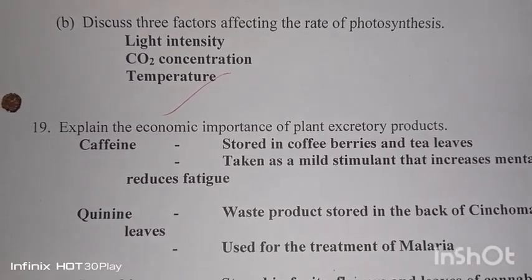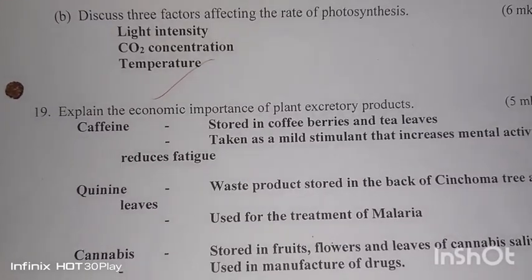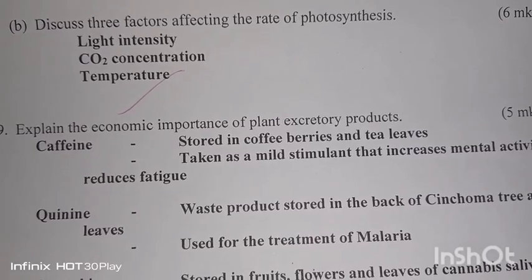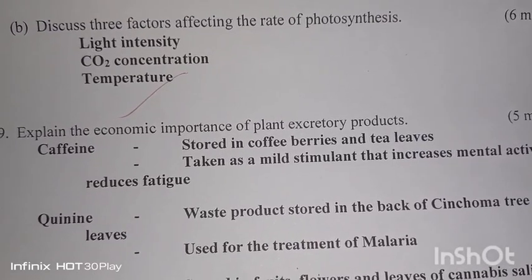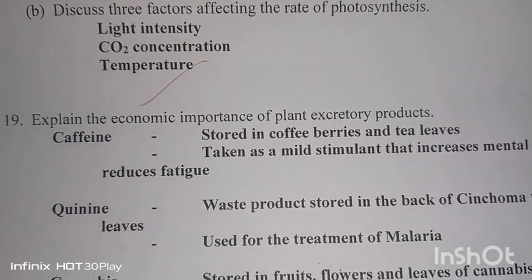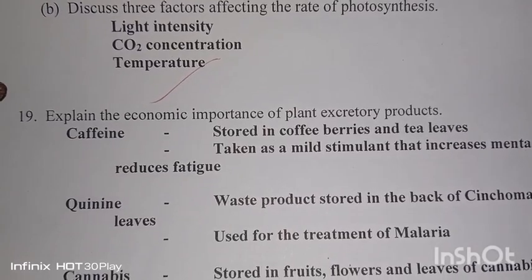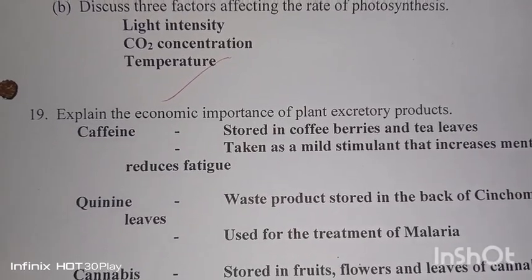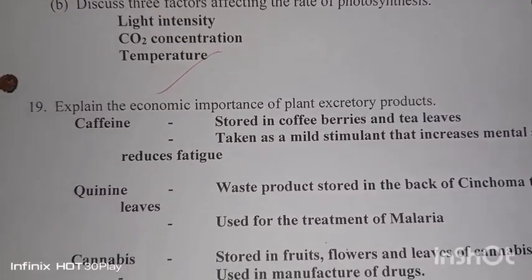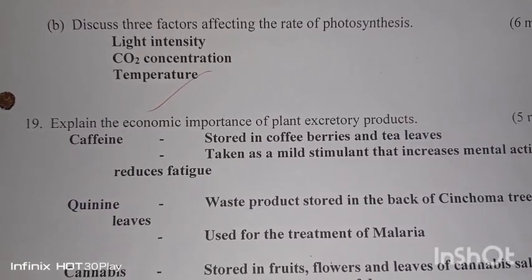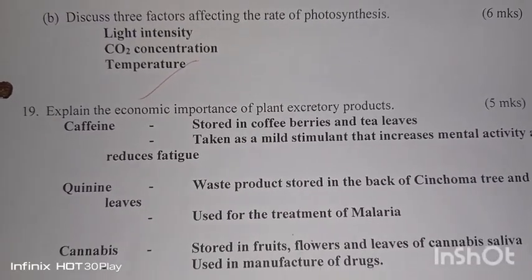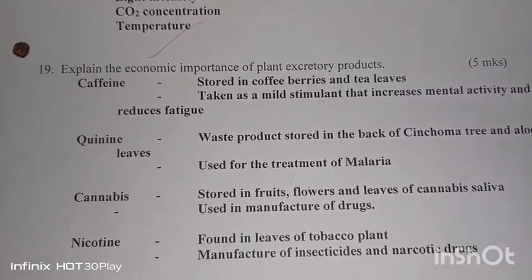3 factors affecting the rate of photosynthesis. Light intensity. When light intensity increases, the rate of photosynthesis increases. Carbon dioxide concentration. Increase in carbon dioxide concentration increases the rate of photosynthesis. Temperature. A temperature increase increases the rate of photosynthesis up to optimum. Remember, photosynthesis is an enzyme-controlled process, and too high temperatures will denature the enzymes.